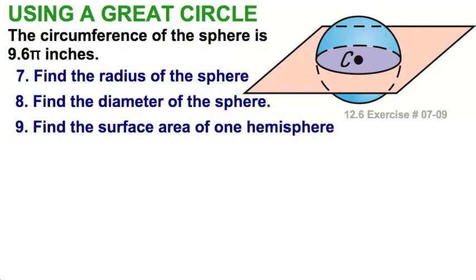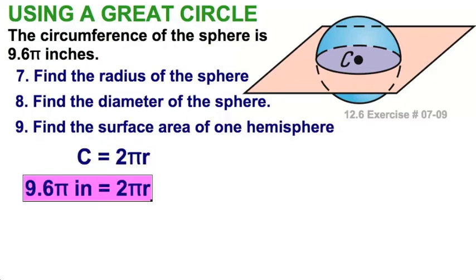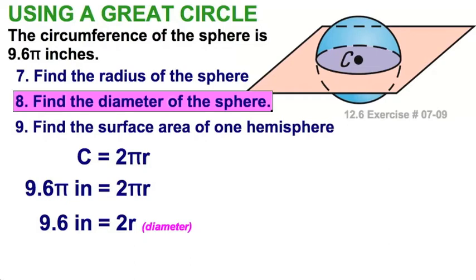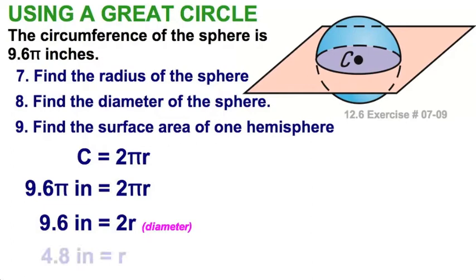All right, let's find the radius, diameter, and surface area of one hemisphere for this figure. Circumference is 2 pi r, and we're given that the circumference is 96 pi inches. Straightforward substitution. Dividing both sides of the equation, let's first divide out the pi. Let's stop there for a minute. That's 2r, which is the diameter. So we've answered number 8. And let's go a little bit farther.